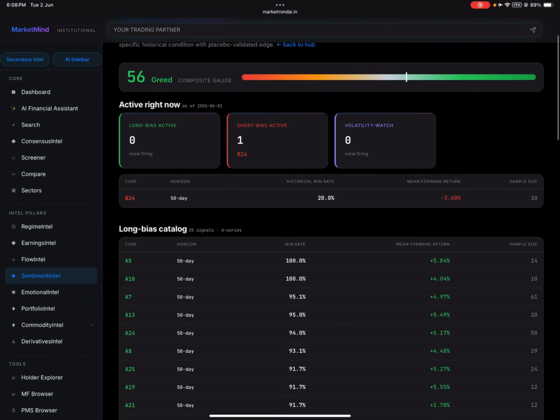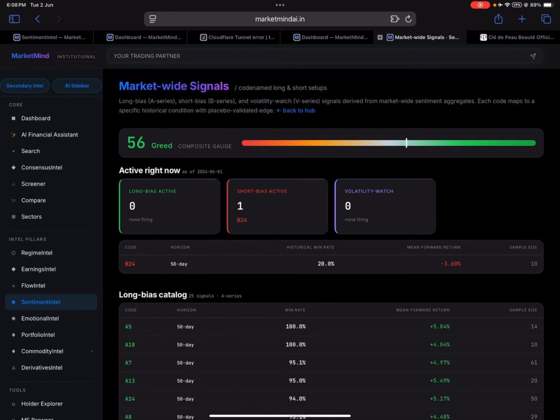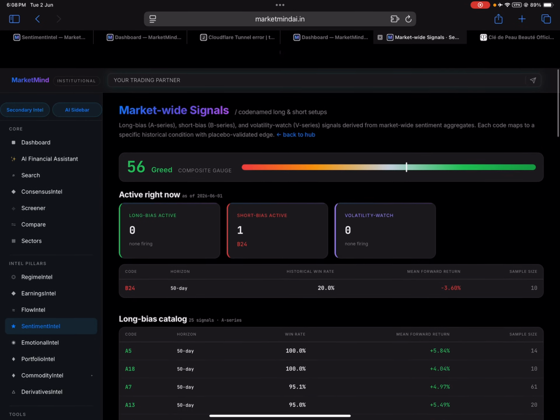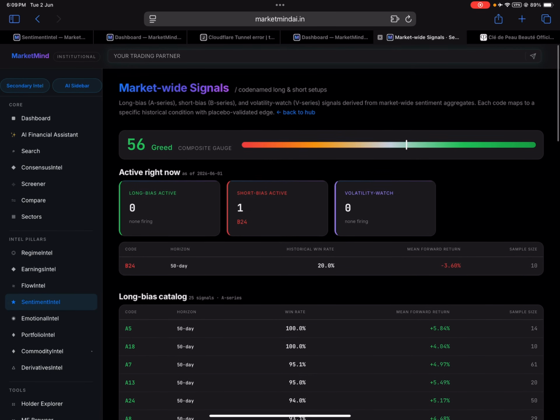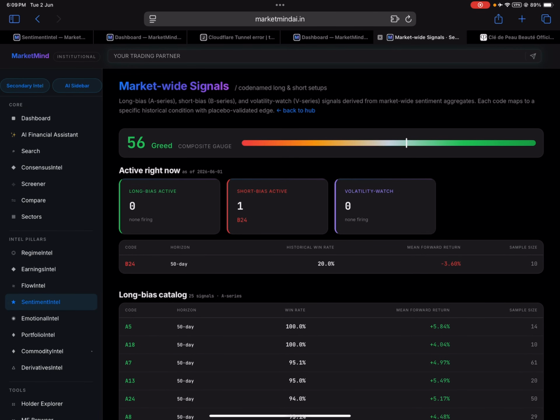and on the basis of retail sentiment, B24, which is our internal code for the currently active market-wide sentiment, is 20% win rate and a mean forward return of minus 3.6. As you can see in the active signals right now, it's a short bias signal. And 20% hit rate here means that only 20% of the time was the market higher than it currently is on a 50-day forward horizon with current sentiment conditions. So that's one part of sentiment intel.